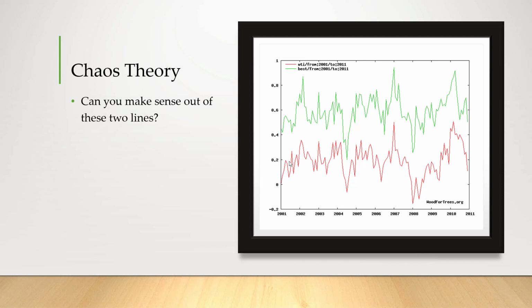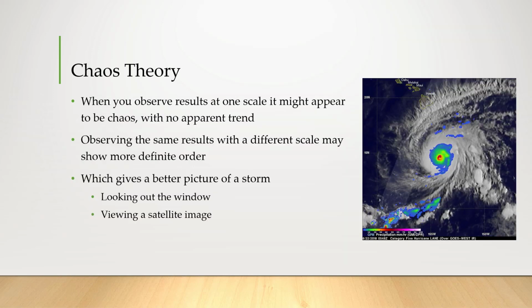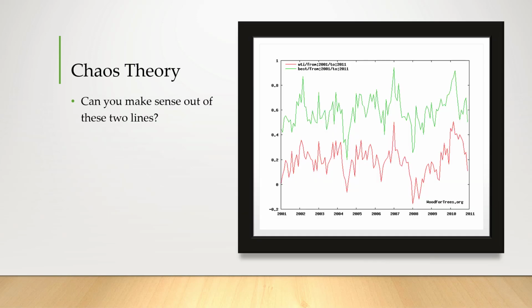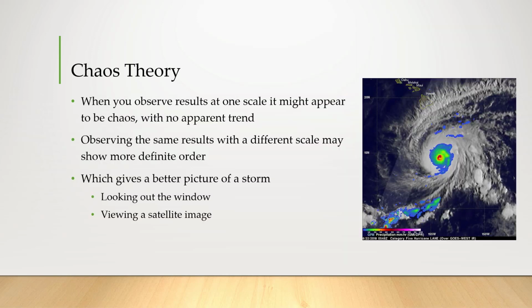And as you look at it, you don't really see. You can see that there's peaks and there's valleys over the 10 years of the increase and decrease of temperature, but is it really telling you anything? So the chaos theory is when you observe results at one scale, it might appear to be chaos. Like the previous screen, it's not really telling us anything, and there's no trend in it.